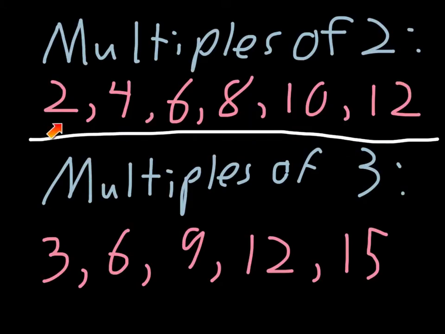Here I've made lists of the multiples of 2. Of course it would continue on forever in this direction, but just the first 6 multiples of 2, first 5 multiples of 3. And we're looking for the least common multiple between the two of them.